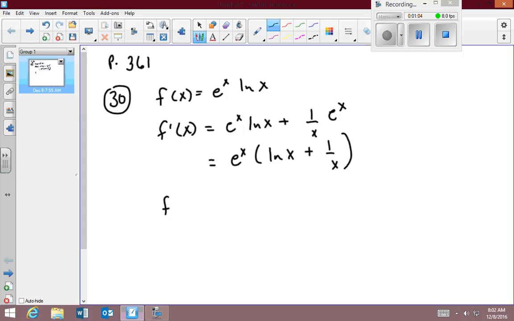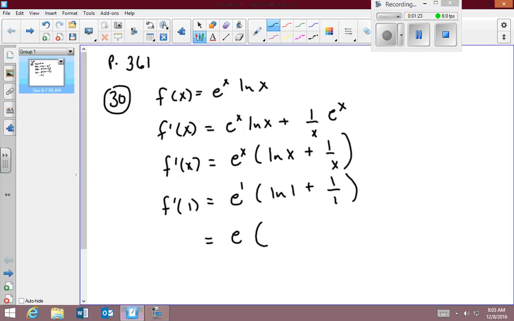And then we take the first derivative at 1. So this is e to the first times ln of 1 plus 1 over 1. So this is e, and the ln of 1, e to what power is 1? That's 0, plus 1. So our answer is e.